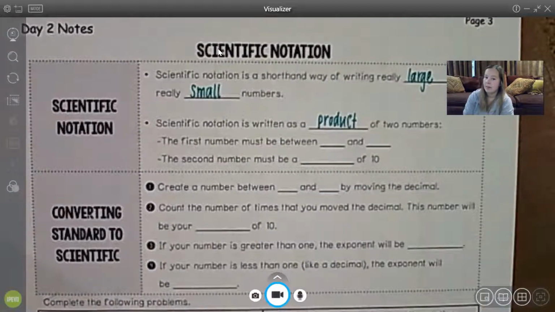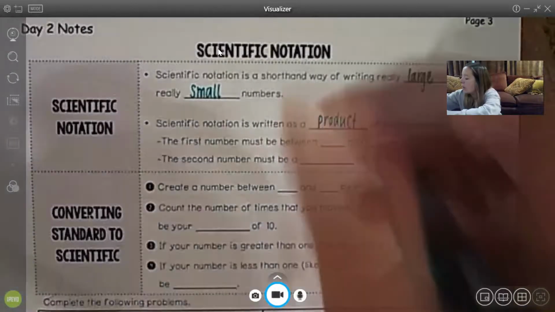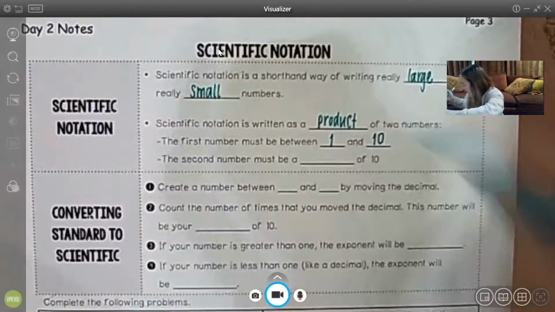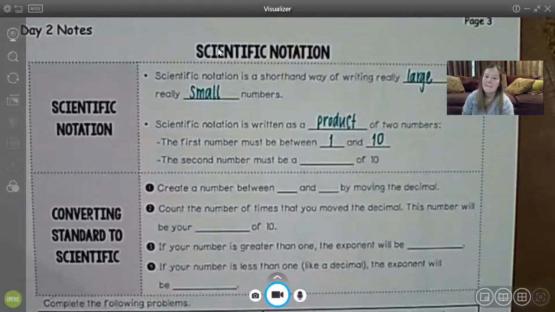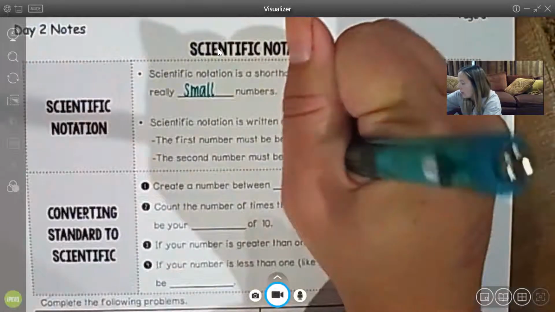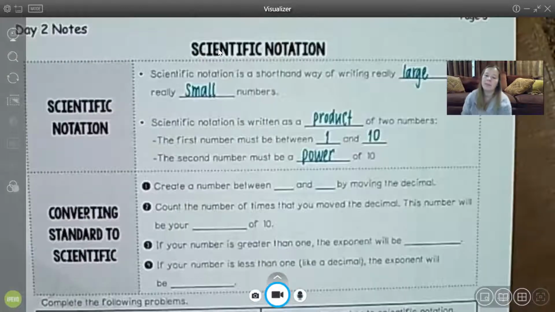The first number must be between a 1 and 10. A number cannot be 10, between 1 and 10. So it can be 1, 2, 3, 4, 5, 6, 7, 8, 9. It does not include 10. Okay. And then the second number must be a power of 10. So we're building on the last unit a little bit when we had powers.